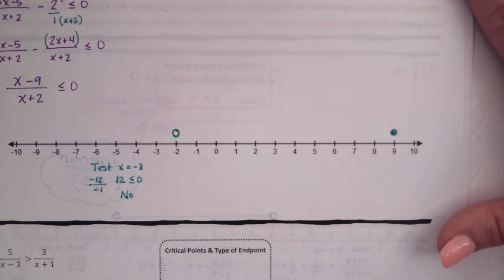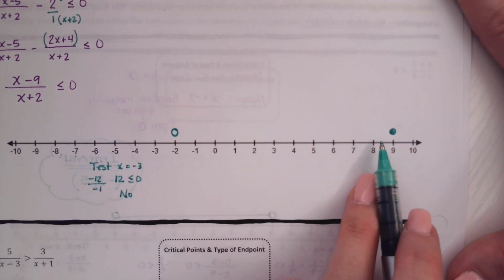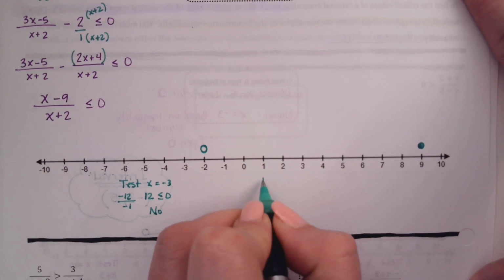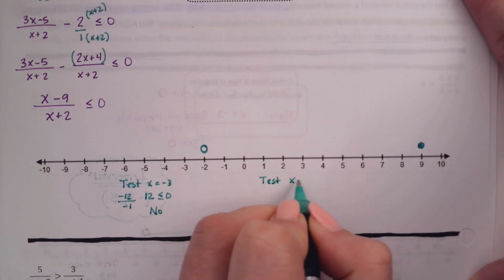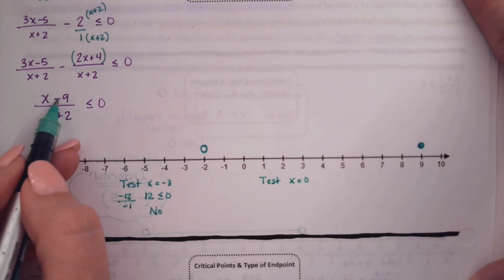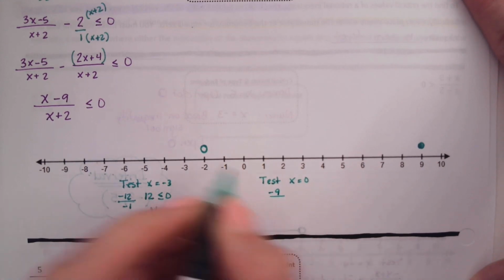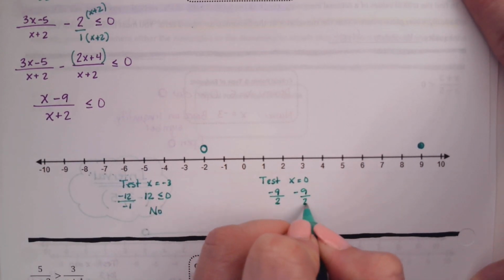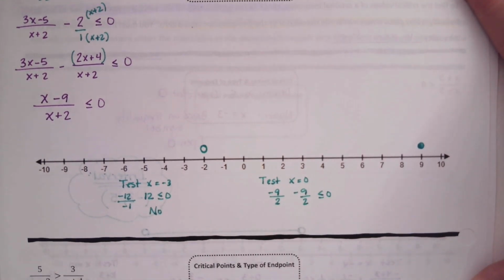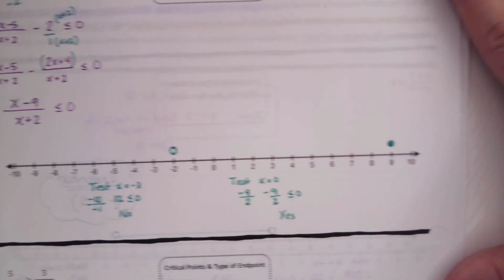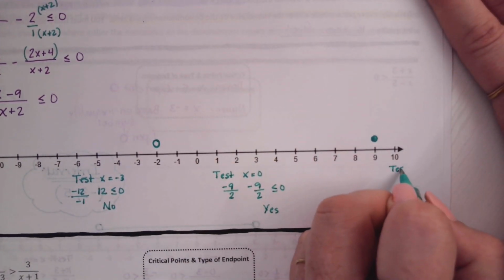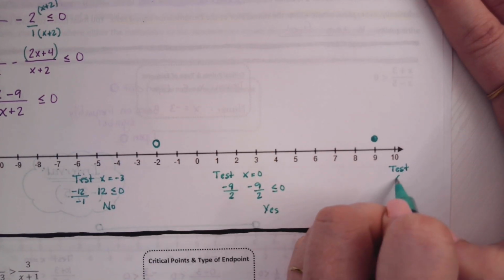Okay. And then a number in between -2 and 9. 0. Always nice to use 0. Test x equals 0. So we'll have 0 minus 9 on the top and 0 plus 2 on the bottom, which is -9 over 2. Is that less than or equal to 0? Yes, because it's a negative number. And then testing a number that's to the right of 9. 10.